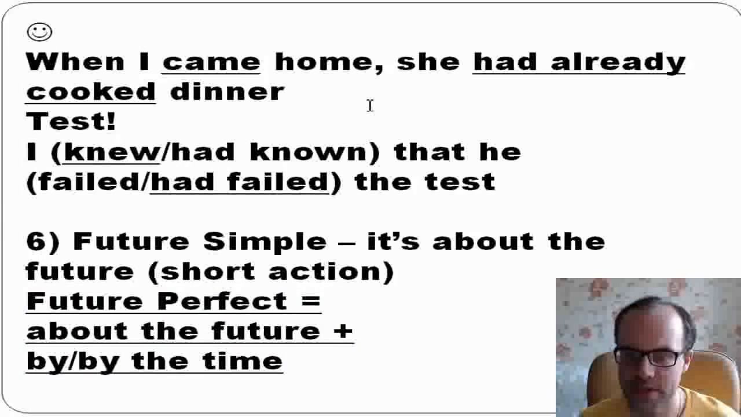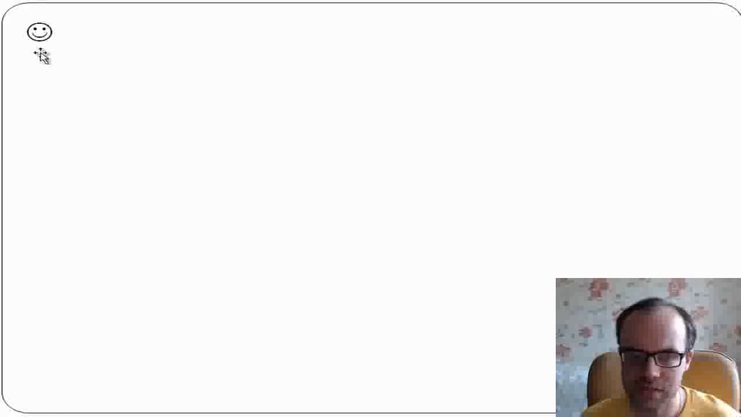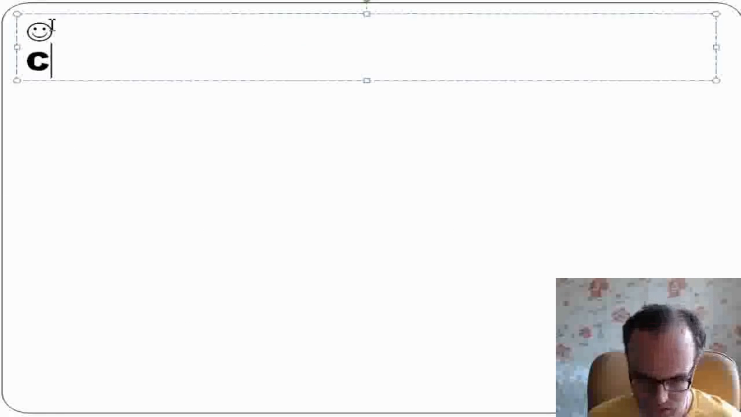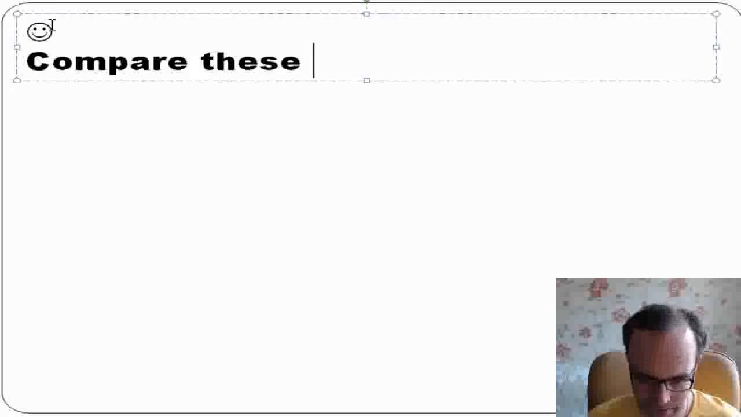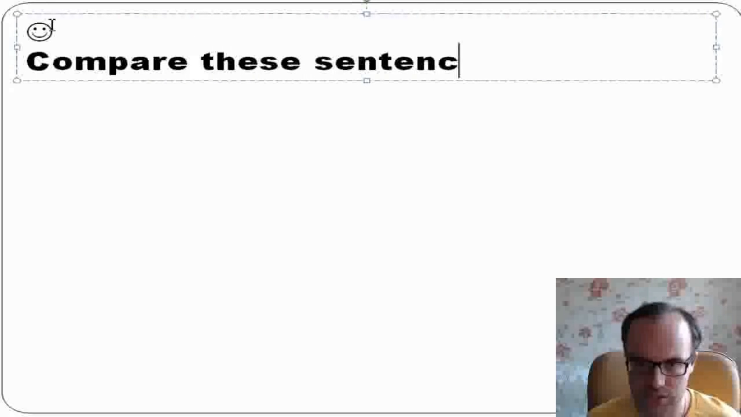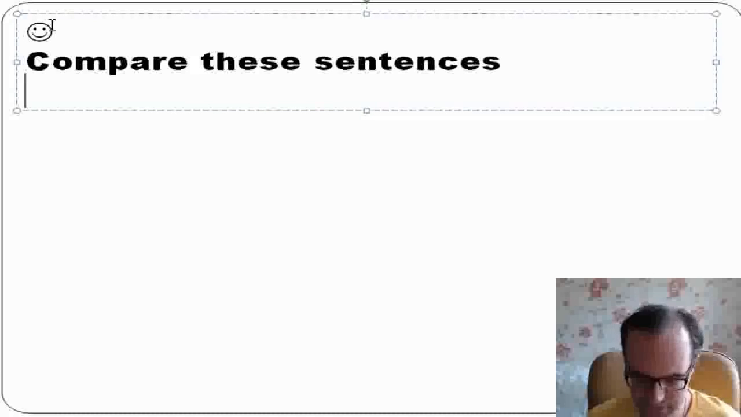When I came home, she had already cooked dinner. So there is a short test, especially for you. I knew that he had failed the test. Future simple is about the future, it's a short action. And future perfect is about the future, but you need to have "by" or "by the time" in a sentence. Please compare these sentences.